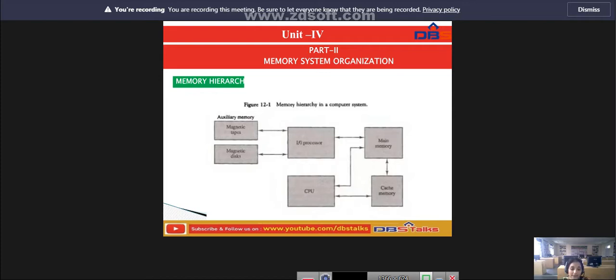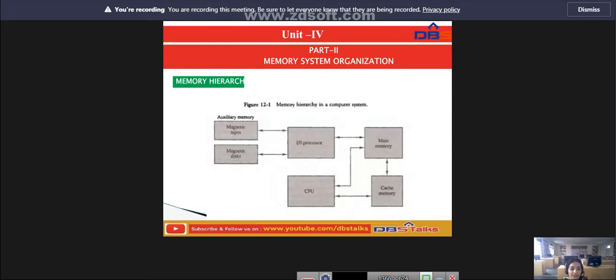As the storage capacity of the memory increases, the cost per bit for storing binary information decreases, and the access time of the memory becomes longer. The auxiliary memory has a large storage capacity and is relatively inexpensive, but has low access speed compared to main memory. So we are talking about the difference between main memory and auxiliary memory: the auxiliary memory has large storage capacity and is inexpensive, but its access speed is very low when compared to main memory.